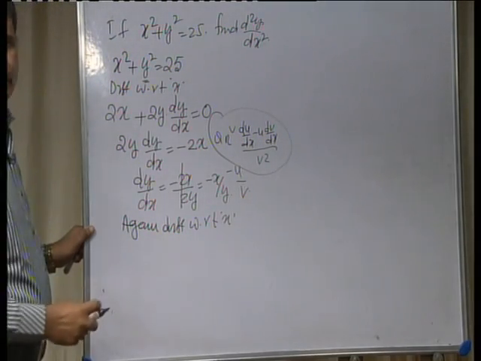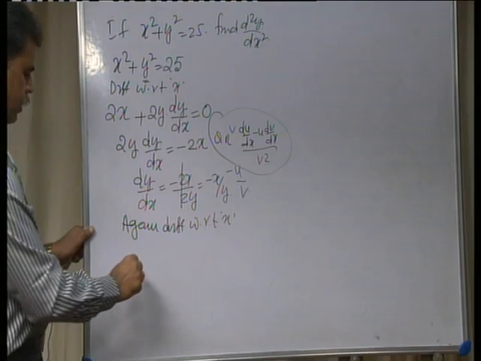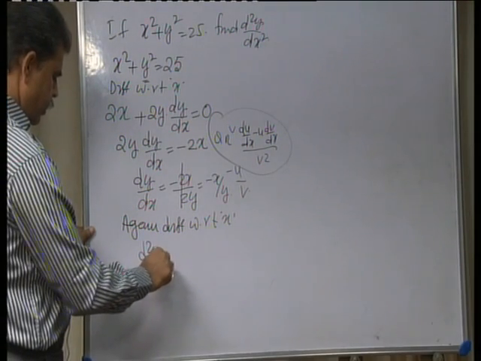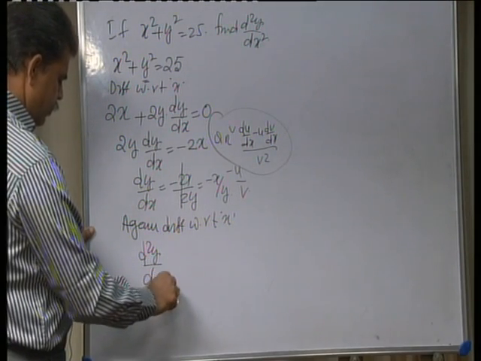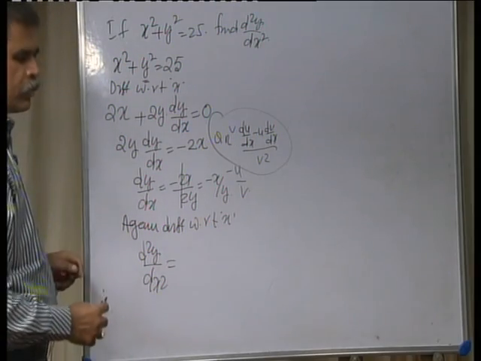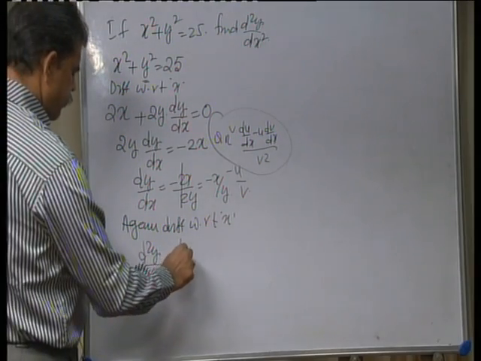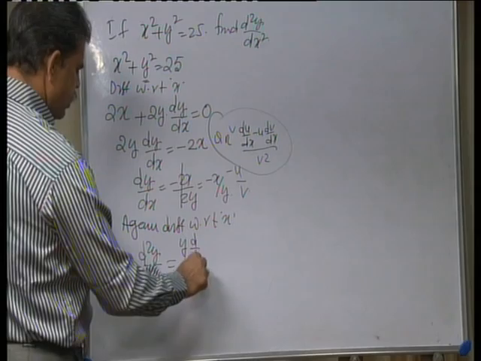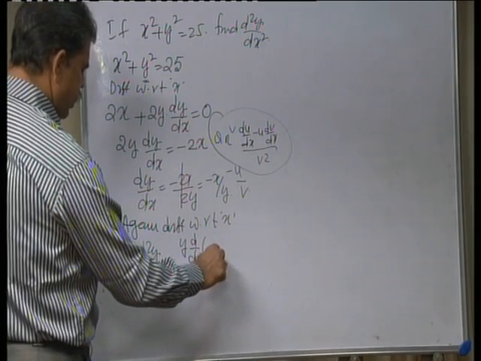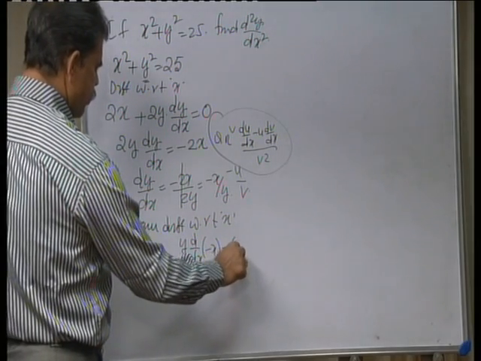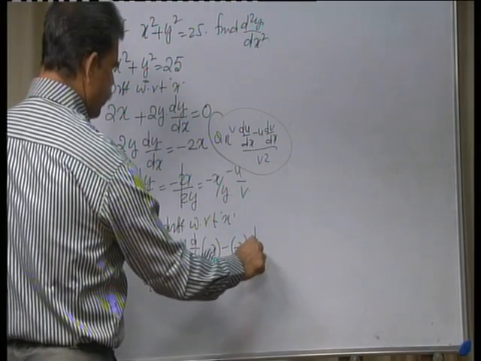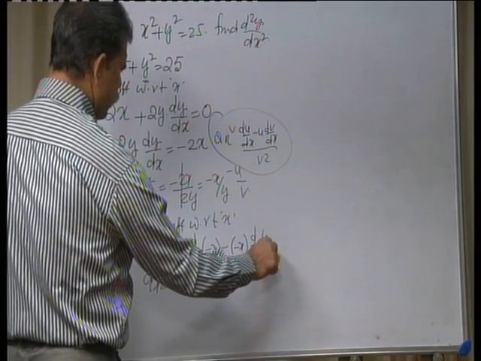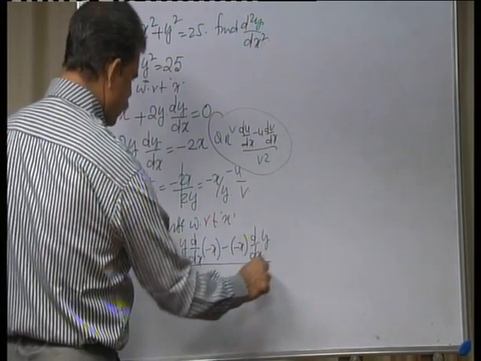So, according to that, we take d square y by dx square is equal to y into d by dx of minus x, minus minus x into d by dx of y, whole divided by y square.